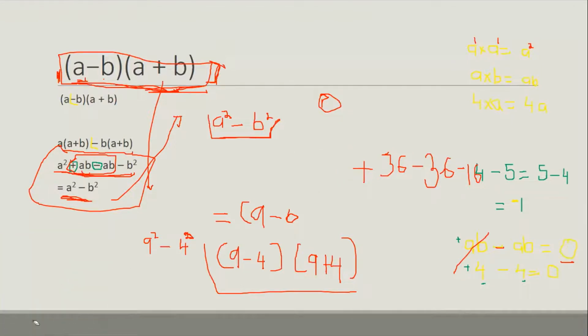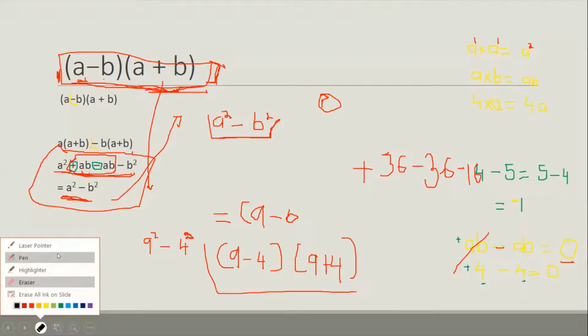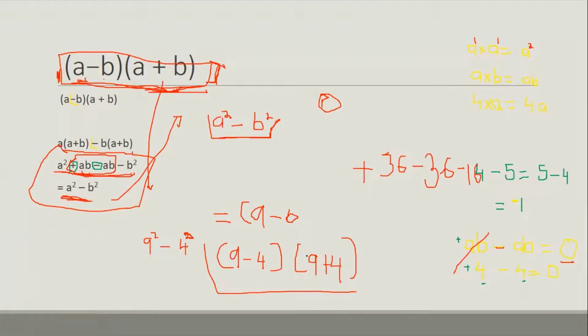Coming back to the first one, 9 times 9 is 81. Let's first leave it like that. So when you see this, 36 minus 36 gives you a 0. So all this here is turned into a 0, so you don't need to write it there. So you're left with 81 minus 16.